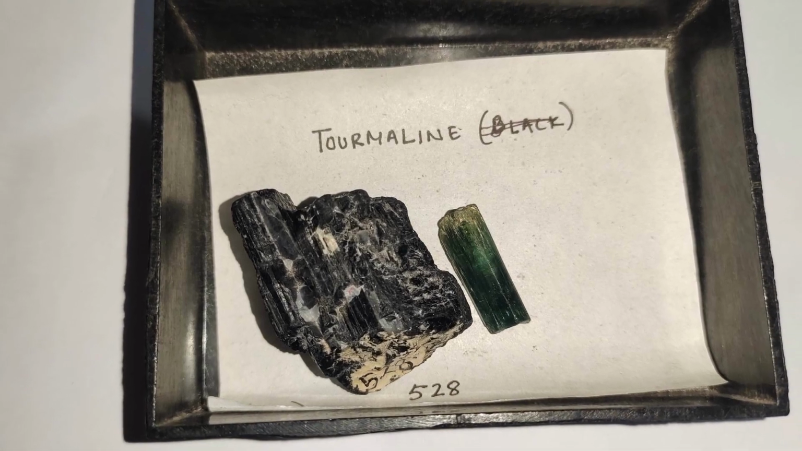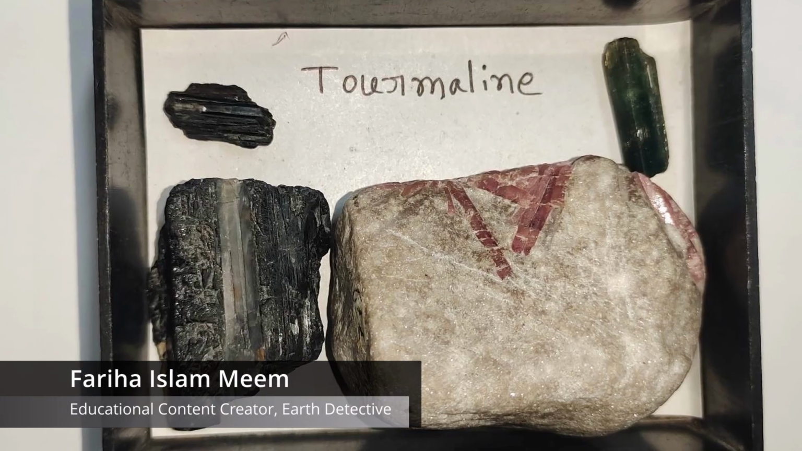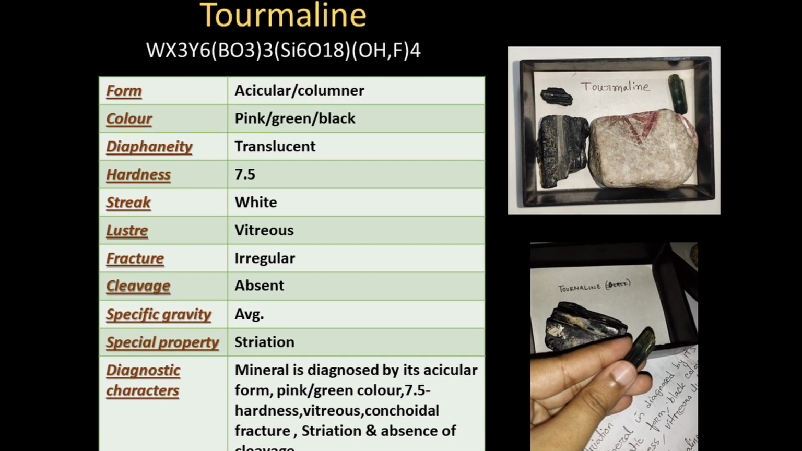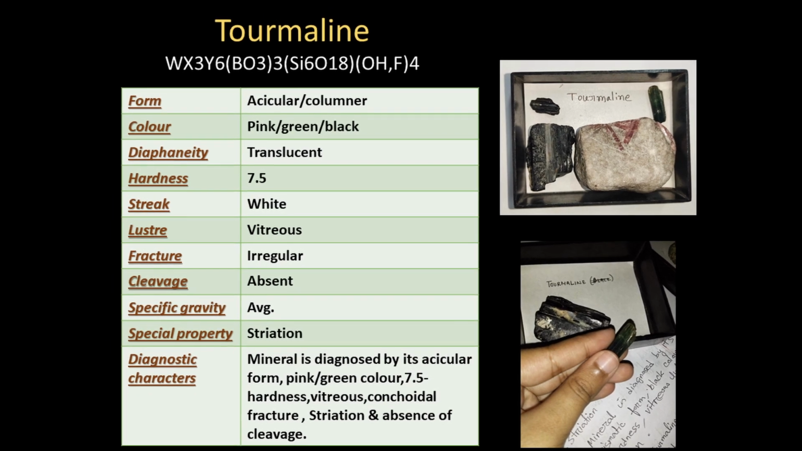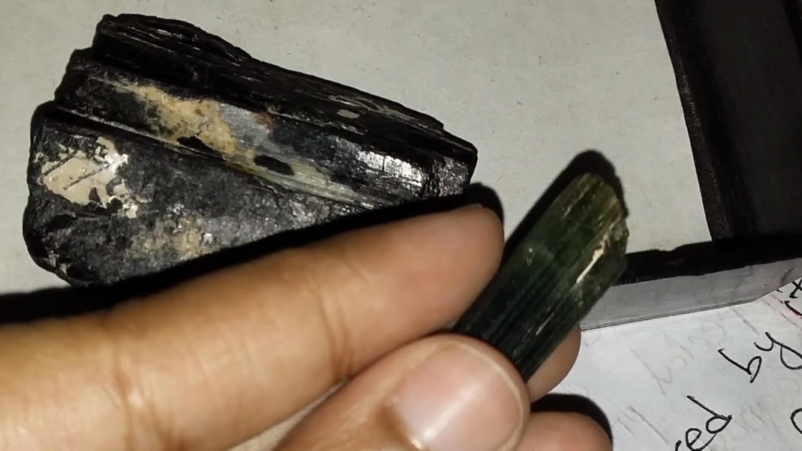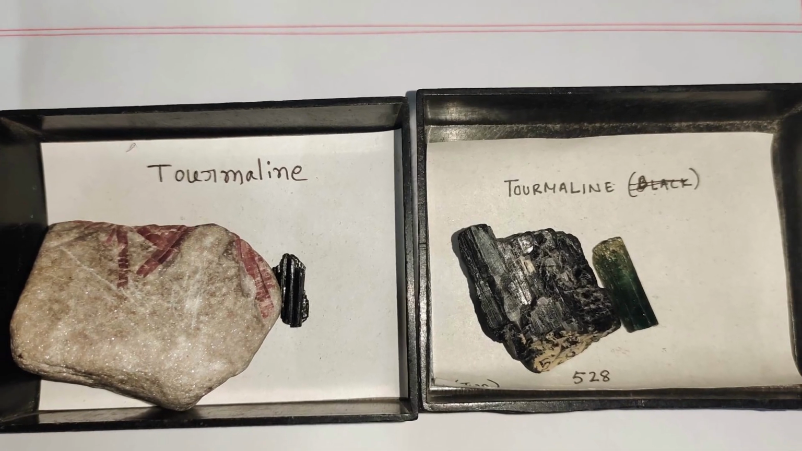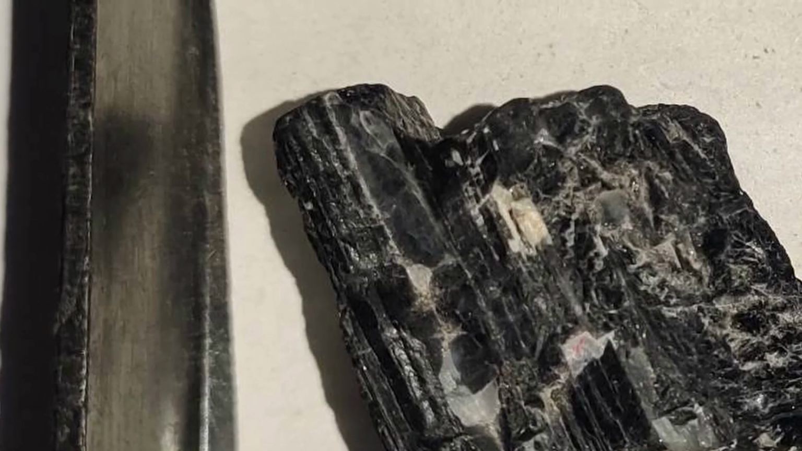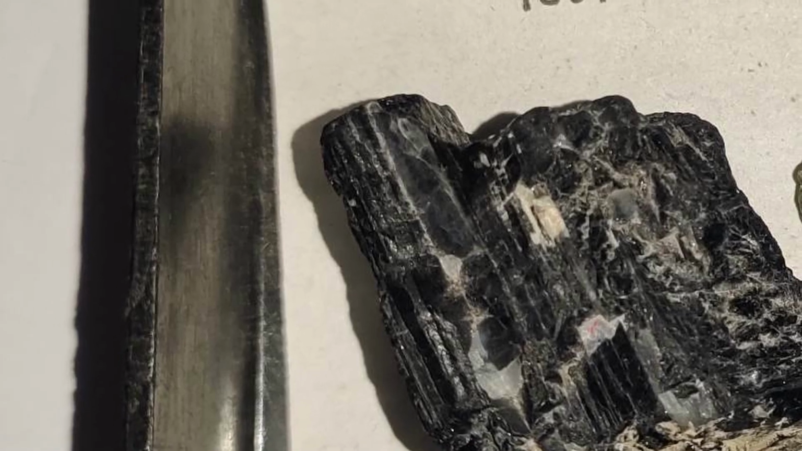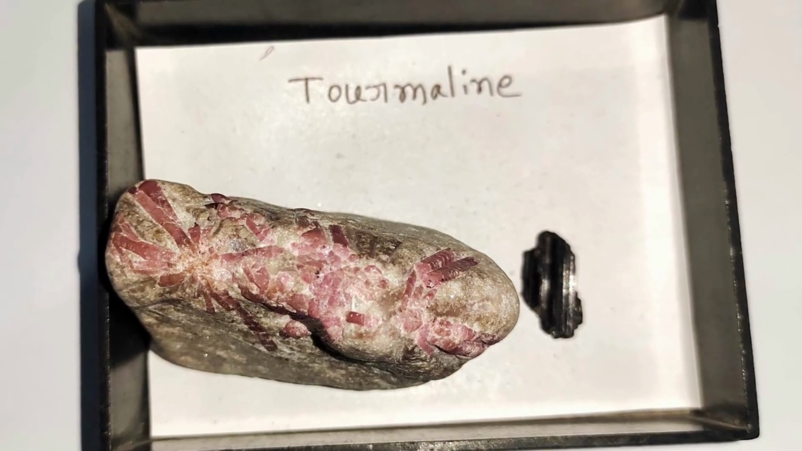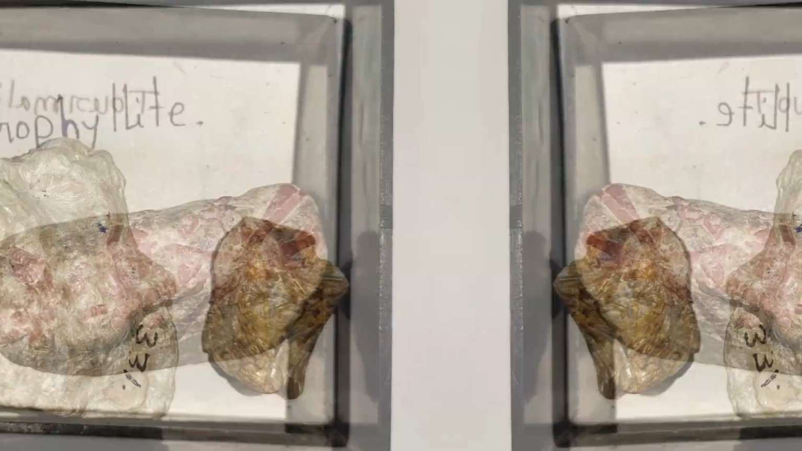Tourmaline can be diagnosed by its tetragonal or trigonal prismatic form, 7.5 hardness, white streak, vitreous luster, irregular fracture, and its special property is striations along C-axis. Tourmaline occurs in pegmatitic granites. Black tourmaline is common, especially in schist and gneisses. Brown tourmaline is common in metamorphosed limestone, and it occurs in some high temperature metalliferous veins.